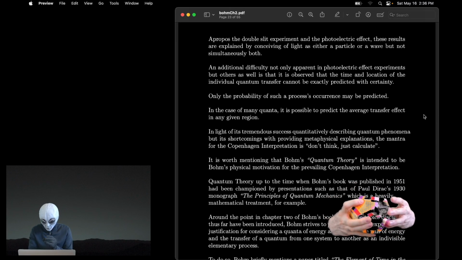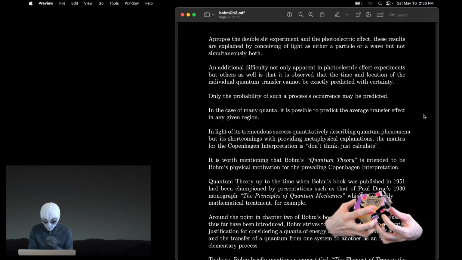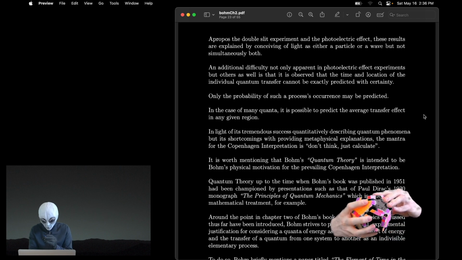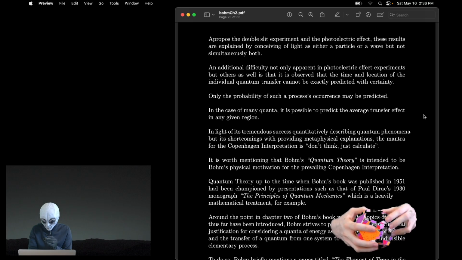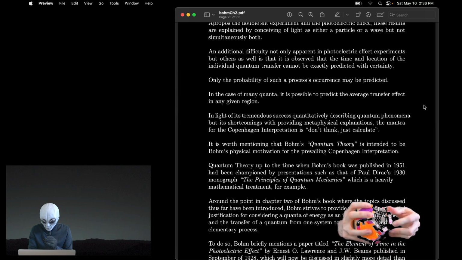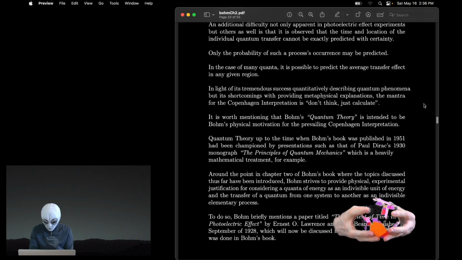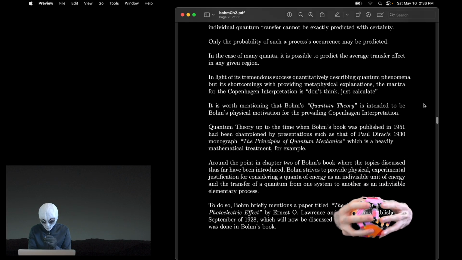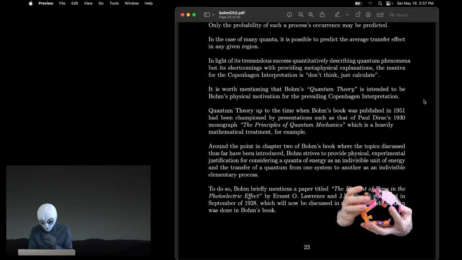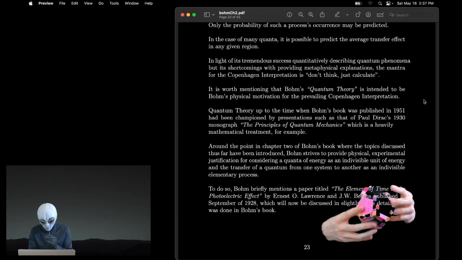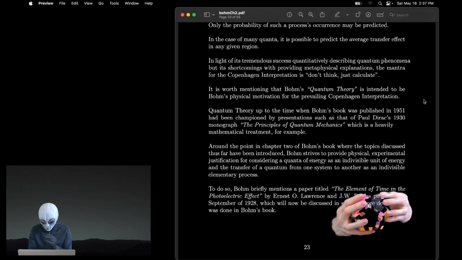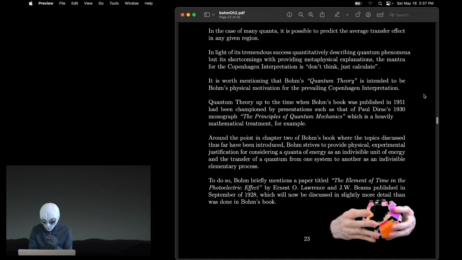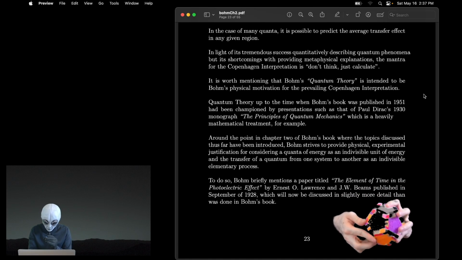An additional difficulty, not only apparent in photoelectric effect experiments but others as well, is that it is observed that the time and location of the individual quantum transfer cannot be exactly predicted with certainty. Only the probability of such a process's occurrence may be predicted. In the case of many quanta, it is possible to predict the average transfer effect in any given region. In light of its tremendous success quantitatively describing quantum phenomena, but its shortcomings with providing metaphysical explanations, the mantra for the Copenhagen interpretation is, quote, "don't think, just calculate," unquote.